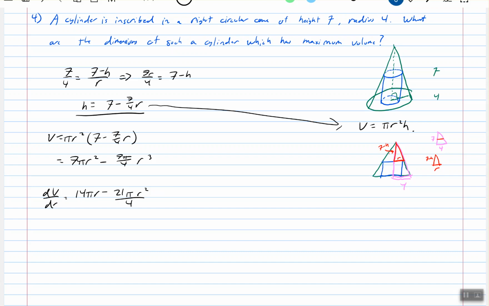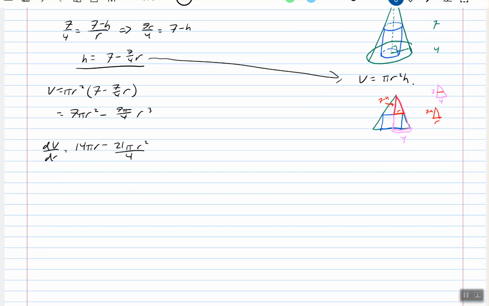Now we wish to solve for the r that gets this job done. Alright? We just need to set this equal to 0. So notice we have a 4 down here. Don't like that. So I'm going to multiply everything by 4. So this is equivalent to 56 pi r minus 21 pi r squared is equal to 0.